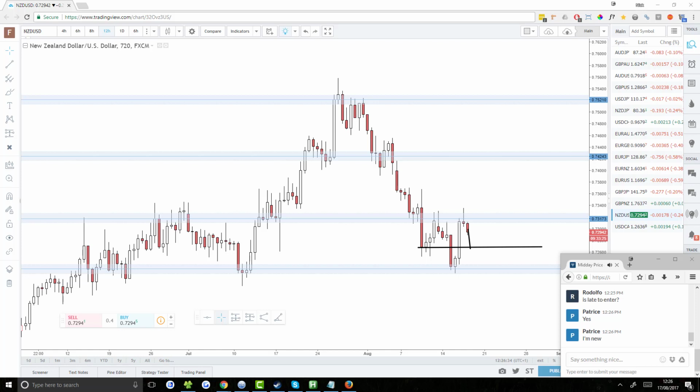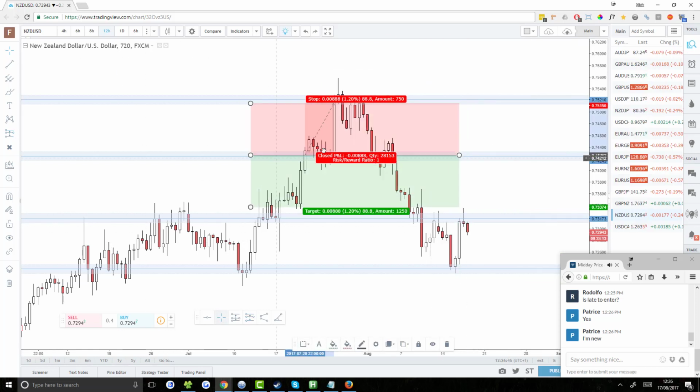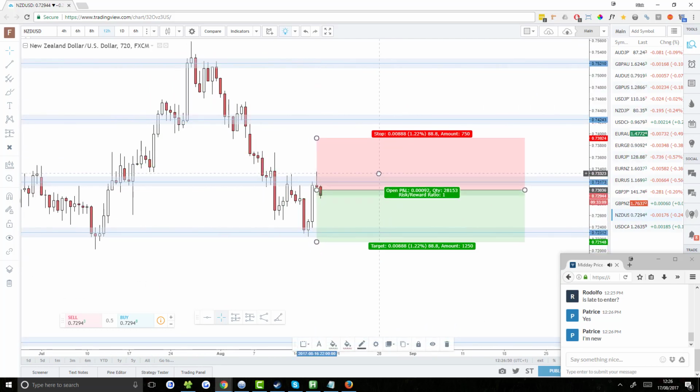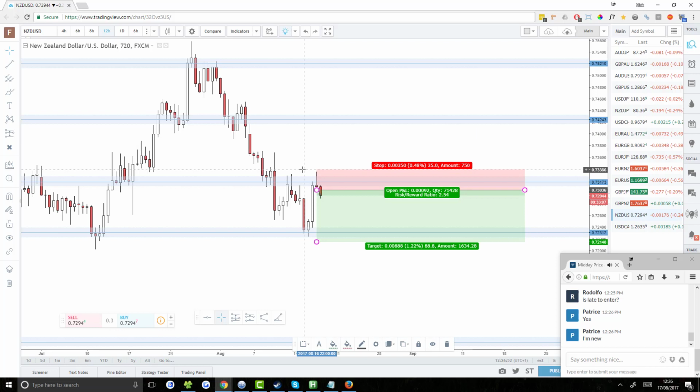So if you're short, I should just look at the numbers. My favorite thing about TradingView is this tool here. Allows you to easily visualize the trade.